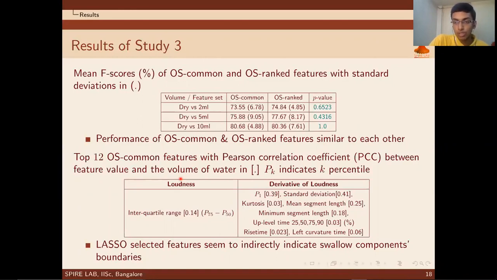Even though swallow signal boundaries were unknown to the model in the OS features, the selected robust features seem to be indicating them indirectly. For example, mean and minimum functional segment lengths measure the number of subsegments where loudness is higher than 25% of its range. Features like up-level time, rise time, and curvature time indicate the time required for signal subsegments to cross a predefined threshold. All these features could be indicative of the SC2 component of their corresponding volumes of water.